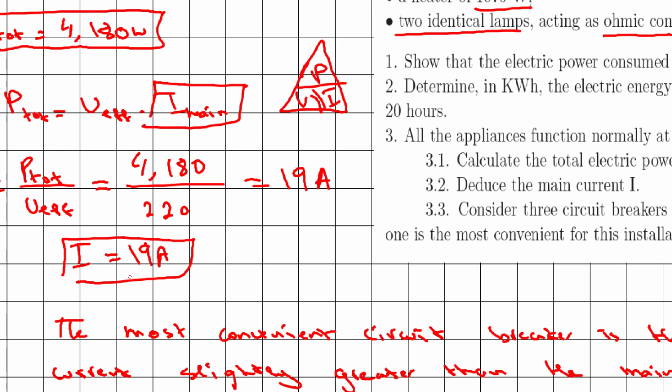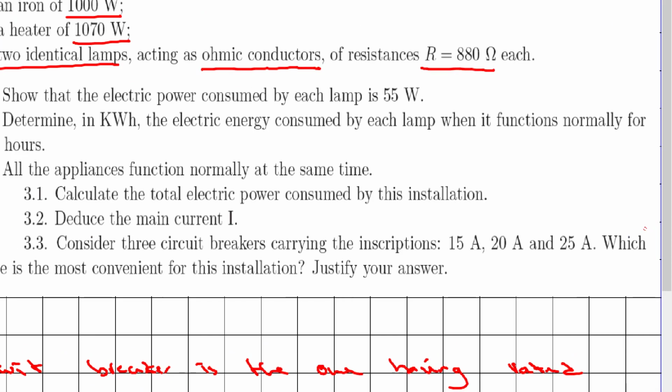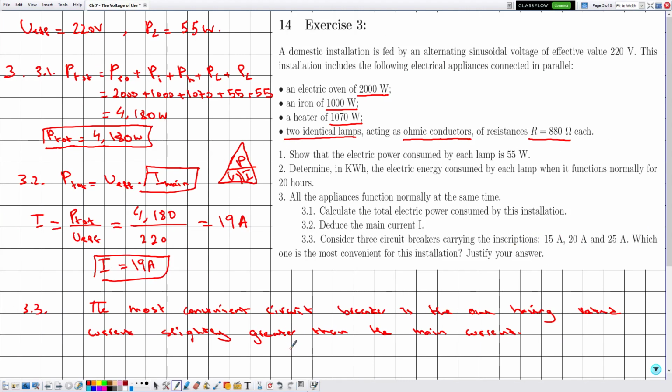So the main current is given by 19. The rated currents greater than 19 are given by 20 and 25. 15 is eliminated. But the one which is slightly greater than 19 is given by 20 amperes. 25 amperes can work for this domestic installation, but this is more convenient. So in this case, it's given by 20 amperes.